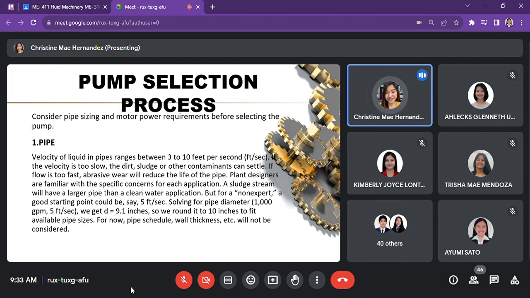So, 9.05 inches, i-round off mo pa rin yun. Magpa-plus ka pa rin nun ng 1. Kahit yan ay 9 point, halimbawa, 9.0000005 inches, so, magpa-plus ka pa rin ng 1 doon. Gagawin mo siyang 10 inches. So, yun yung ating pump selection process. Mag-add up tayo ng isa.